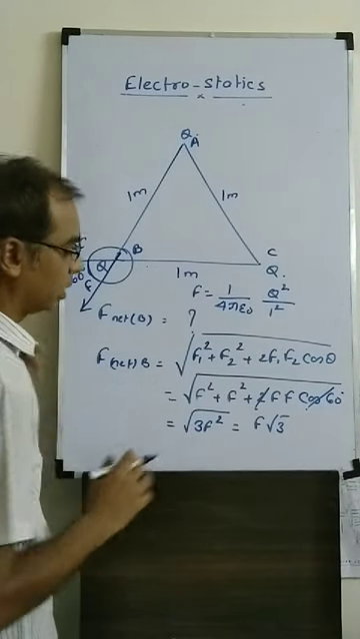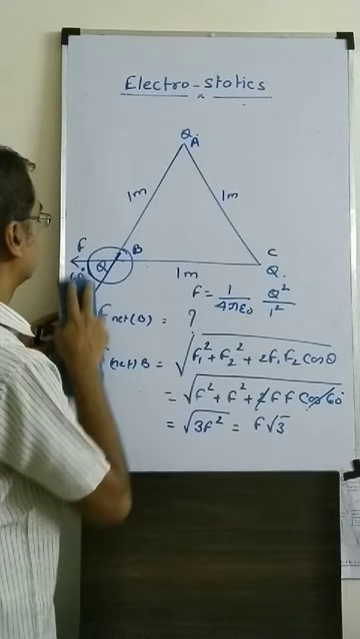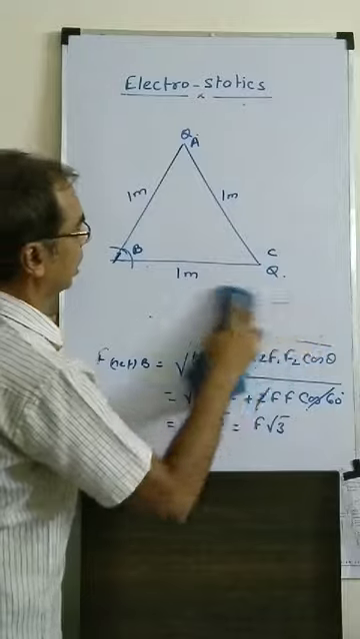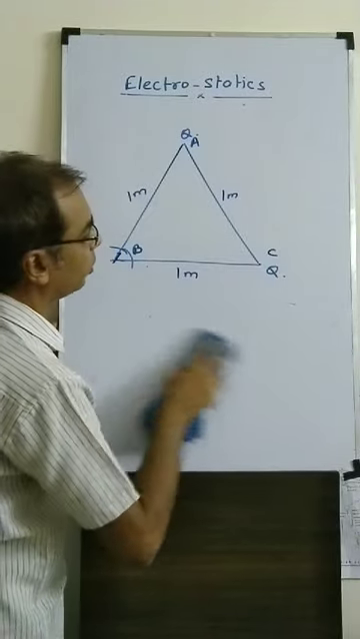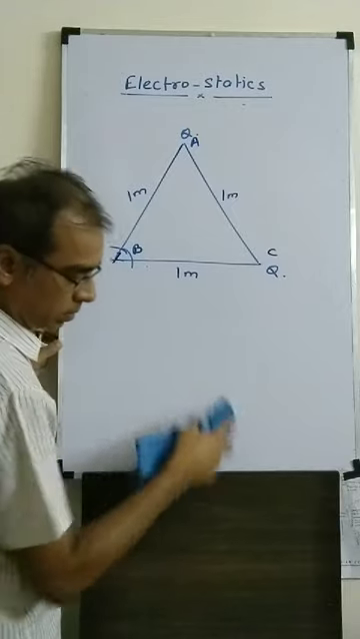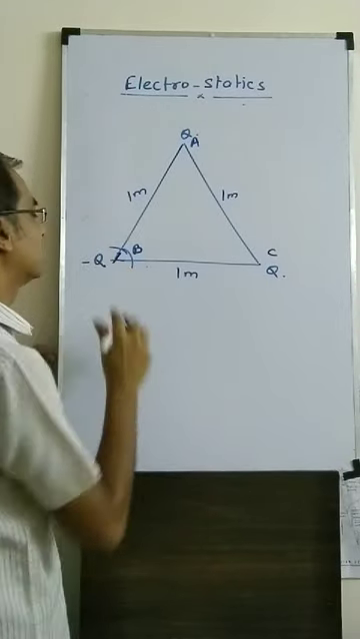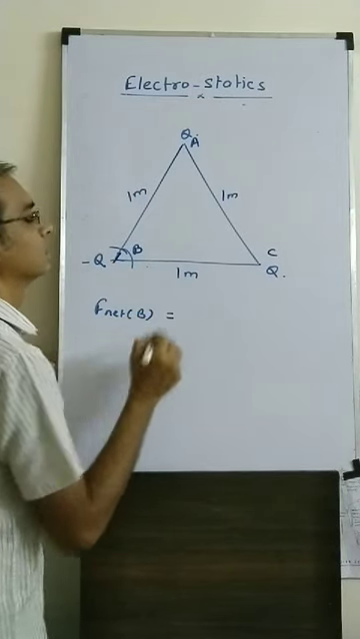Okay, in this particular question it's like this. But now suppose I change this question. Instead of positive Q, I'm going to put negative Q here. At B, let's assume there is negative Q. And still I am saying find the F net on B. Then how to find it?